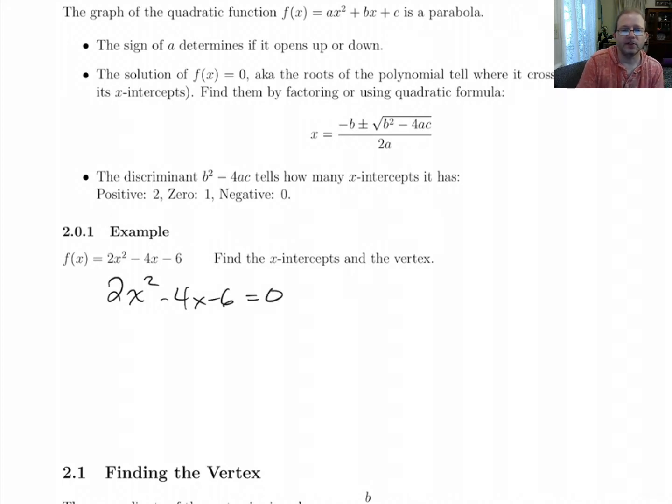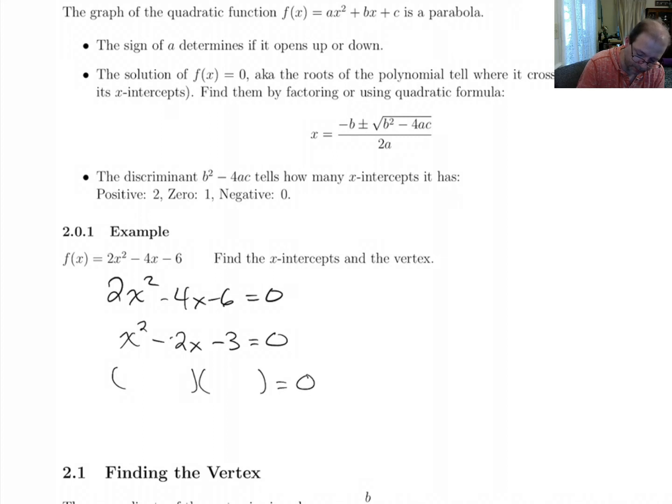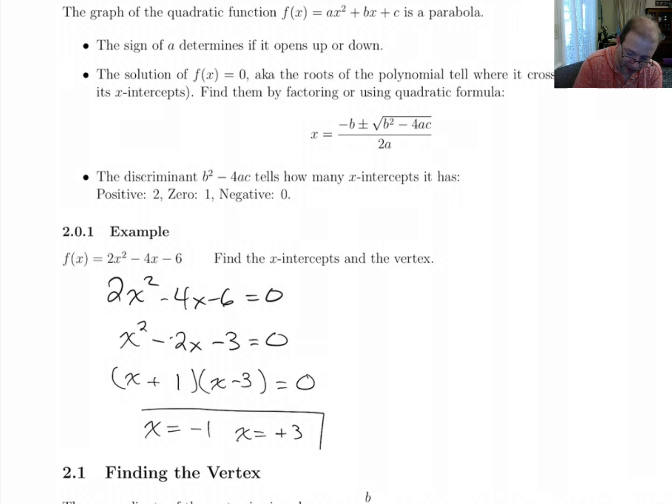Now I've got to factor this. First thing I notice is I can divide by 2. So divide everything on both sides by 2. And I get this. And now, let's see, x, 3 and 1, and I'm going to make the 3 negative and the 1 positive. That way they add up to -2 and multiply out to -3. So that gives me solutions of x equals -1 and x equals +3. Those are my x-intercepts.